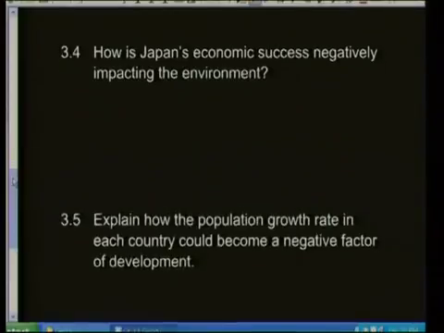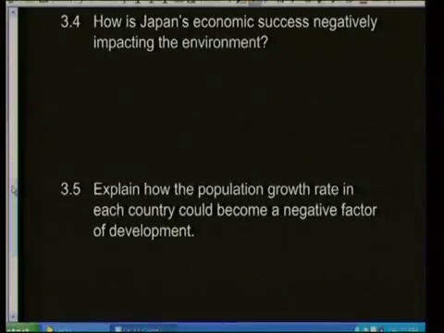With the water pollution, it's said in the table that it comes from raw sewage. That possibly implies that the infrastructure is not up to scratch and that it's been very poorly designed. And that is indicative of a developing country. So in terms of looking at those environmental problems, we can then see why the Republic of Congo is such a developing country. If we look at question 3.4, it says, how is Japan's economic success negatively impacting the environment?